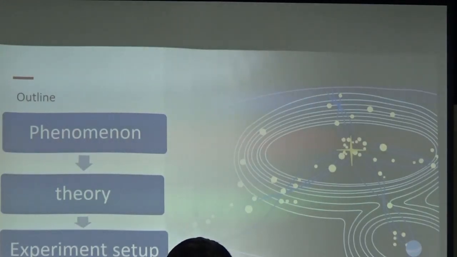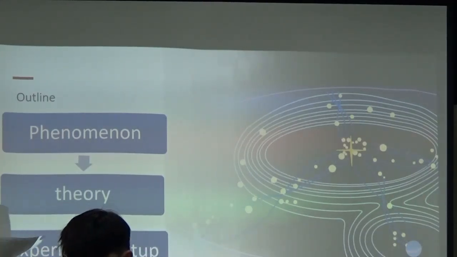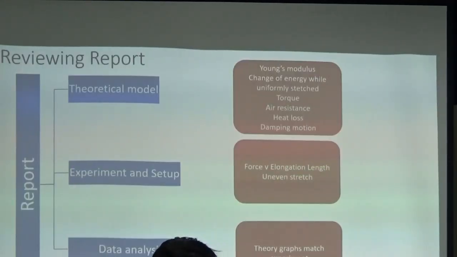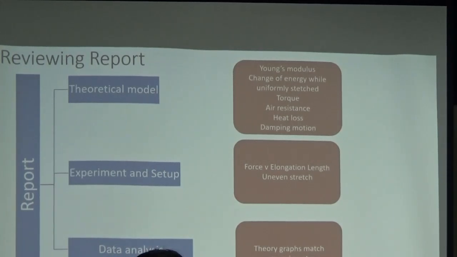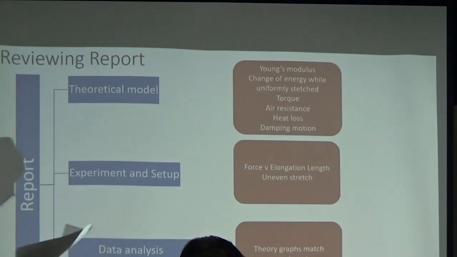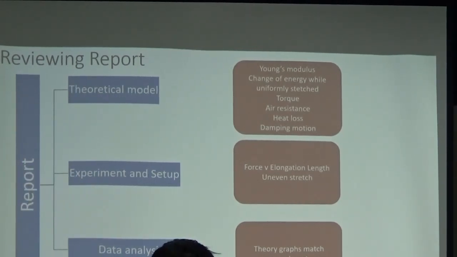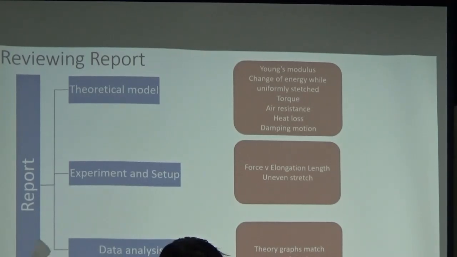This is the outline. First they have the observed phenomenon. They did lots of theory and made experiments to try to prove their theory correct. Their theoretical model consists of Young's modulus, the change of energy while uniformly stretched, torque, air resistance, heat loss, and damping motion. They did an experiment with force versus elongation length to try to prove their Young's modulus, and an experiment on the distance the rubber band will reach with an uneven stretch. And their theory graphs match their experiment.